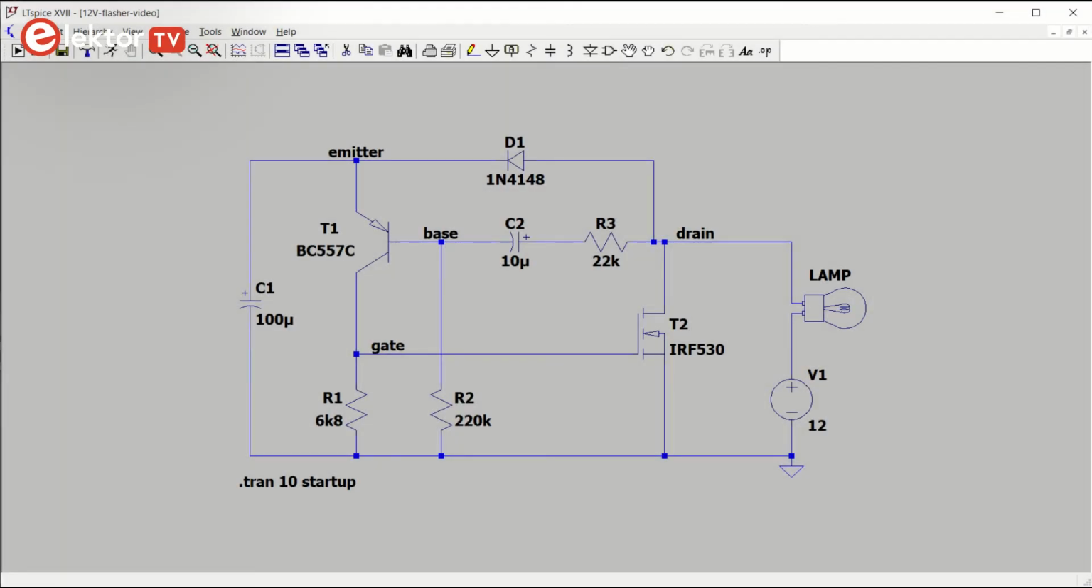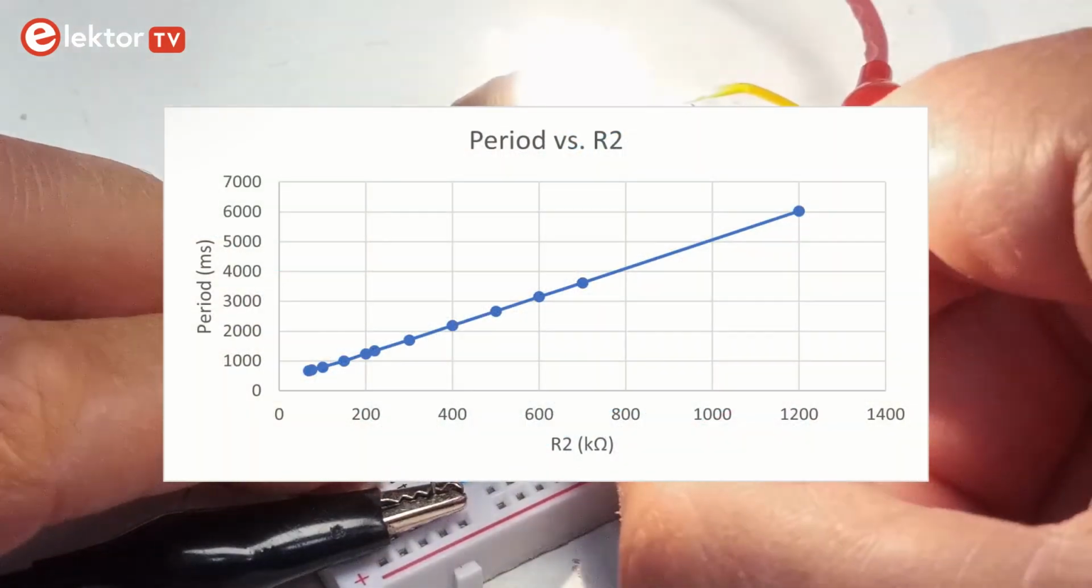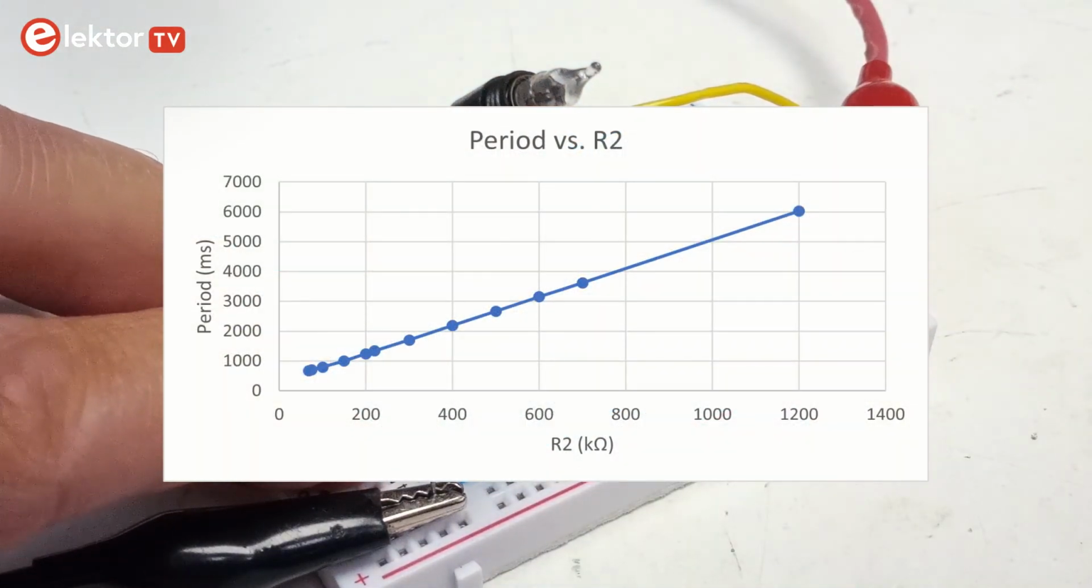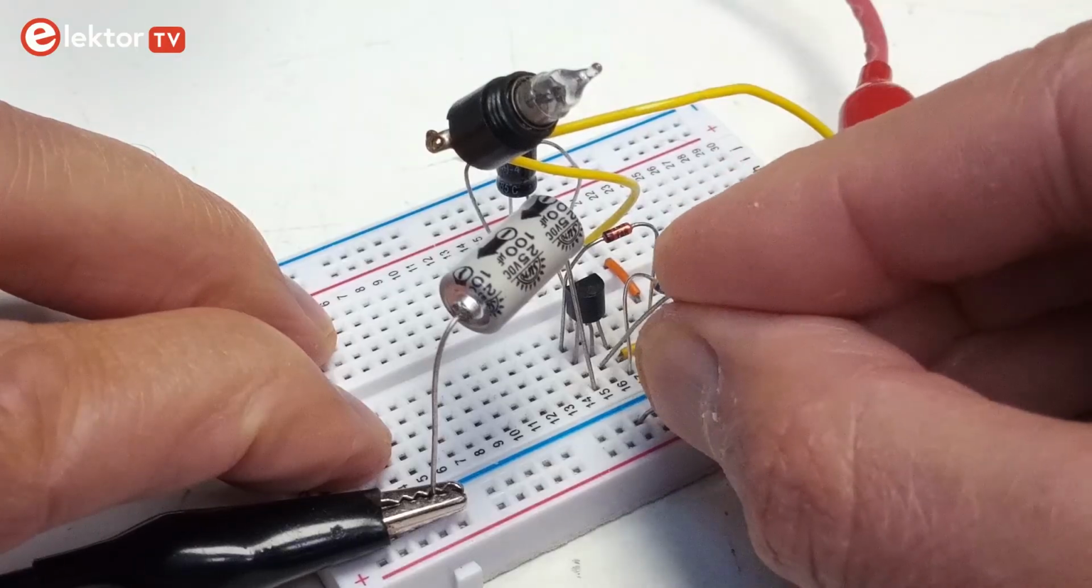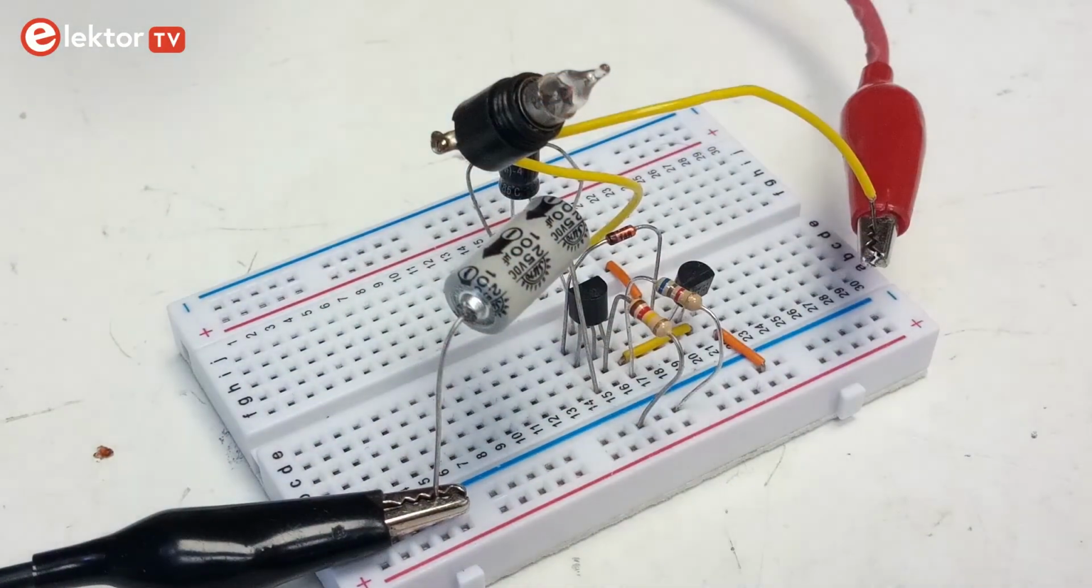Then there is a last thing, setting the frequency. The website presenting this lamp flasher circuit mentioned that you can change the frequency by adjusting the value of C1, the 100 microfarad capacitor. Now this is true, but changing a capacitor to adjust the frequency is not very practical. Actually, a much nicer control is R2, as it allows an almost linear period control. That's the advantage of using LTspice or another simulator. You can easily try all sorts of component values and see what works best.